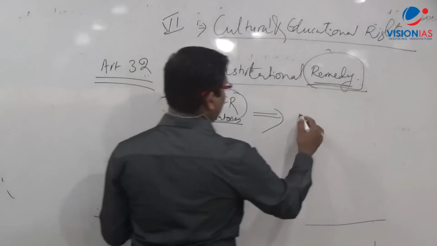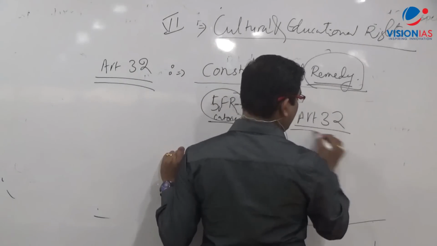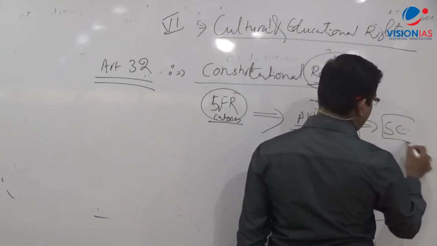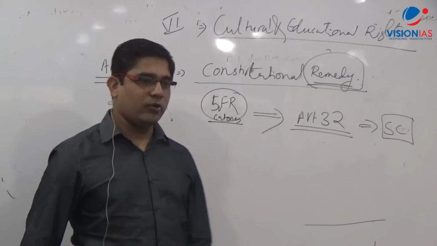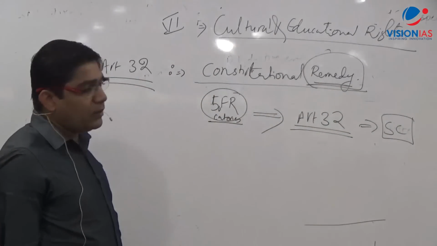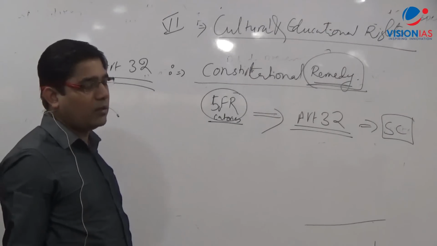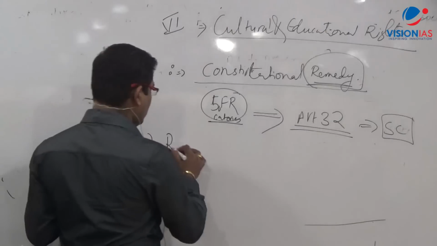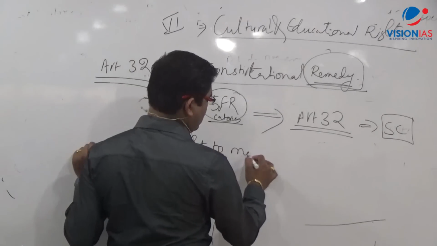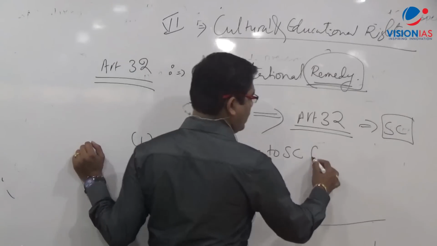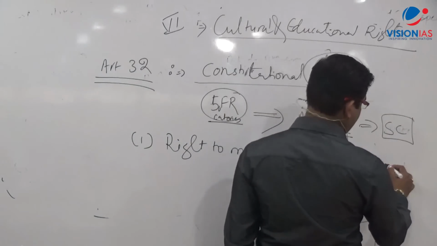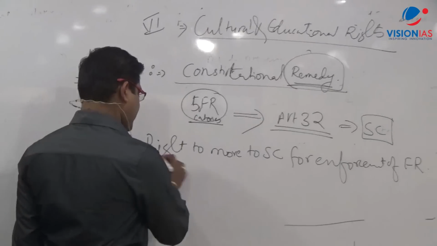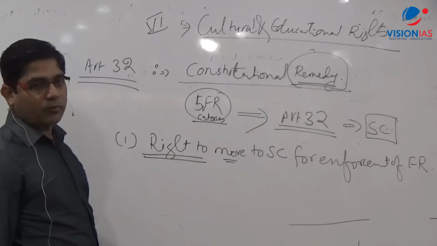So Article 32 gives us a chance that if the fundamental rights are violated, you can go to the Supreme Court for their enforcement. The right to constitutional remedy means it is your fundamental right to go to the Supreme Court for enforcement. We will see what the clauses are. First, the right to move to the Supreme Court for enforcement of fundamental rights. This is a right for the individual.